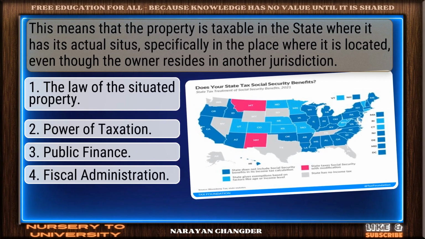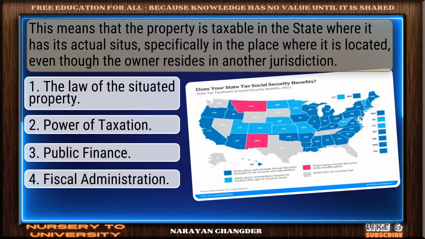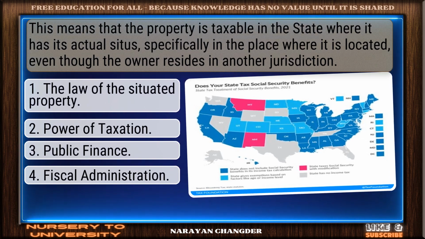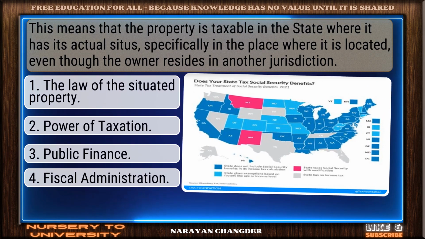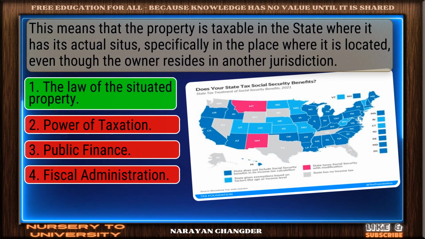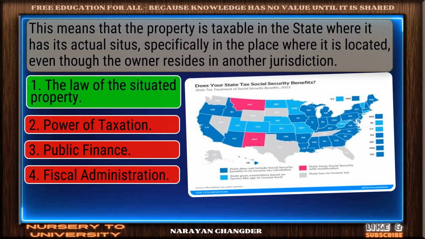This means that the property is taxable in the state where it has its actual situs, specifically in the place where it is located, even though the owner resides in another jurisdiction. You got it. Your choice, the law of the situated property, is right.